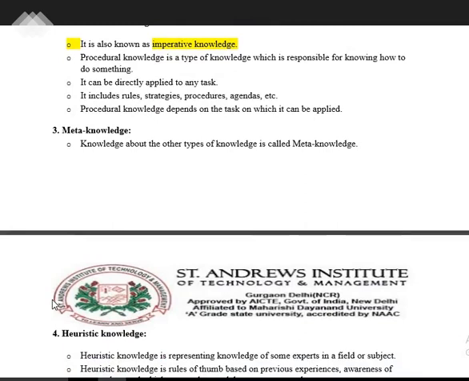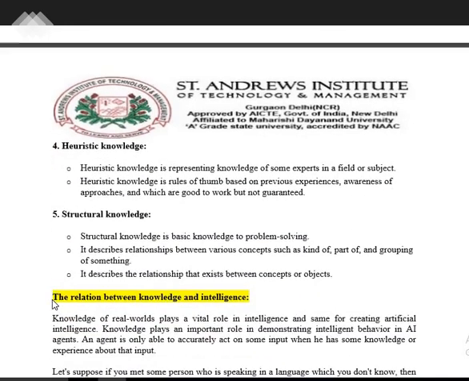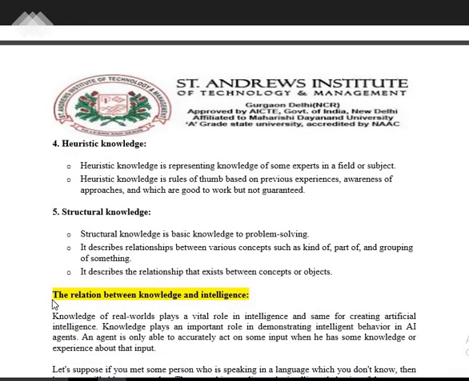What is meta knowledge? The knowledge that has other types of knowledge inside it is meta knowledge. That is a knowledge base inside another knowledge base. What is heuristic knowledge? Heuristic knowledge is the representation of knowledge of some part in the field of a subject or matter. Heuristic rules are used, that is, the rule of thumb is an example.